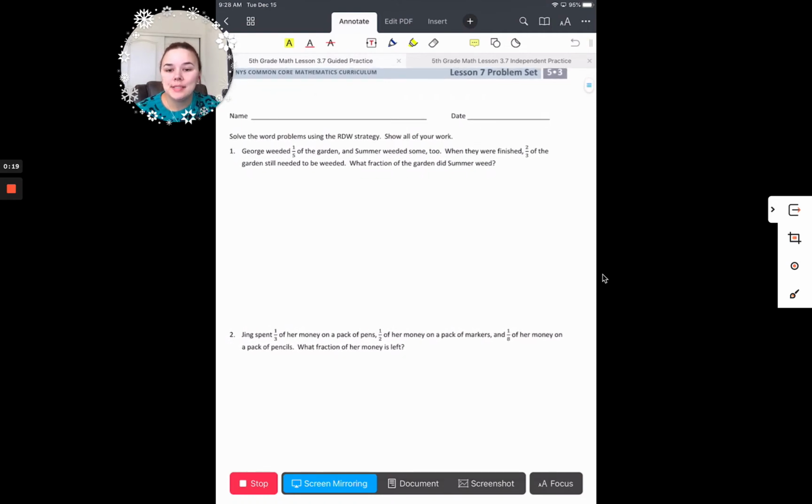So number one says George weeded 1/5 of the garden, and Summer weeded some too. When they finished, 2/3 of the garden still needed to be weeded. What fraction of the garden did Summer weed? So there's two different ways that we can solve this problem. So let's take a look at the first way that we can do this.